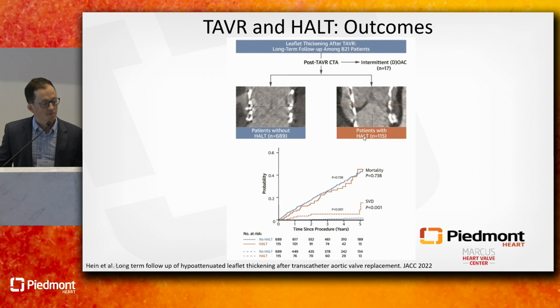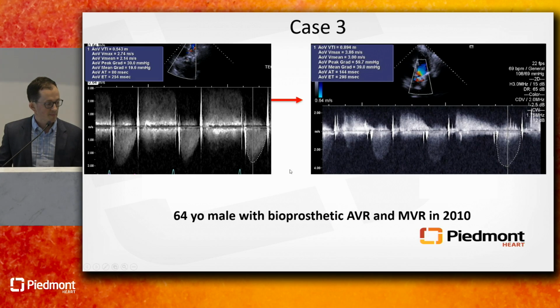When you look at outcomes, this was a study from 2022. They looked at about 800 patients. They didn't find a mortality difference between the two, but they did find significant changes in structural valve degeneration by echo in those patients that had HALT. So not all cases are HALT. This is a third case.